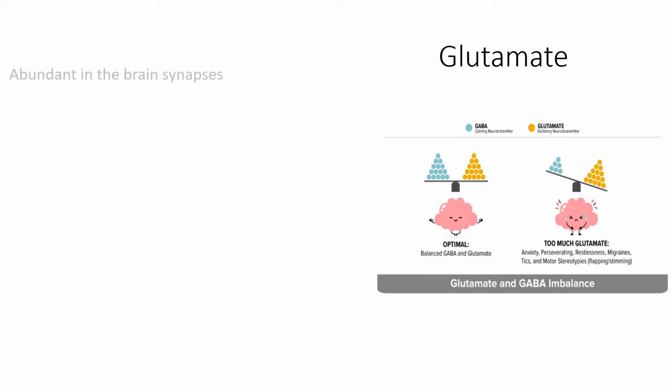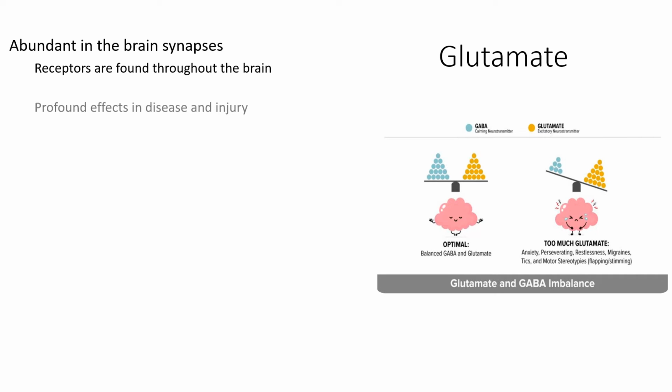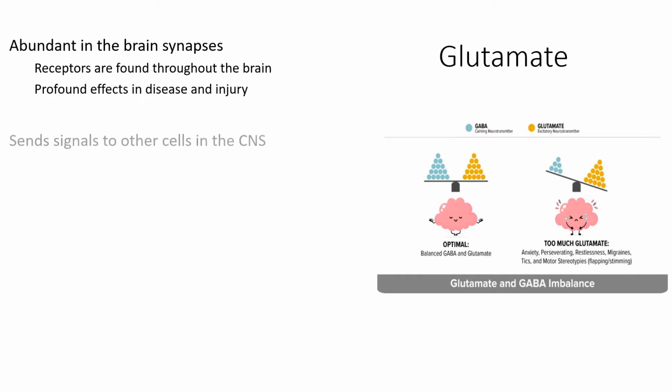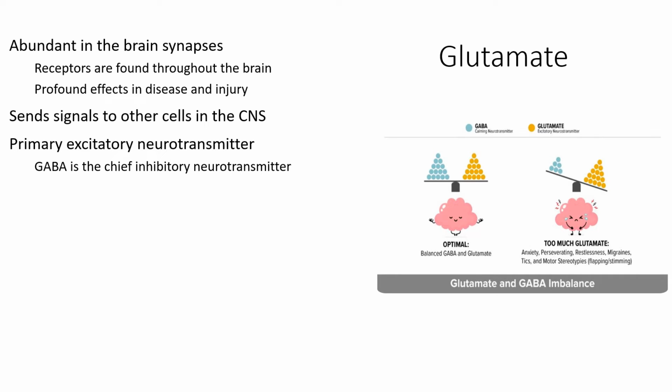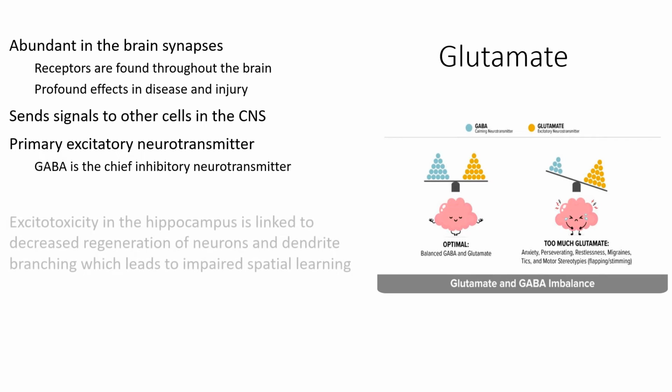Glutamate is a primary excitatory transmitter in the central nervous system. It is abundant in the brain synapses. Of course, it's found throughout the brain, and it profoundly affects disease and injury. Signals are sent to other cells in the central nervous system. Again, it is a primary excitatory neurotransmitter, and GABA is the chief inhibitory neurotransmitter. We'll talk about that in a bit. GABA is gamma-aminobutyric acid. The amino acid glycine is another inhibitory neurotransmitter and is found in the spinal cord.